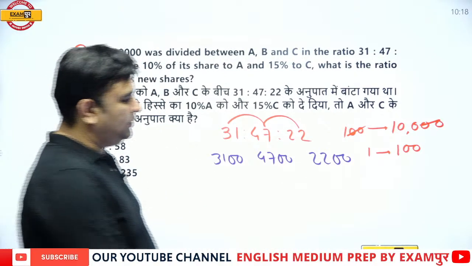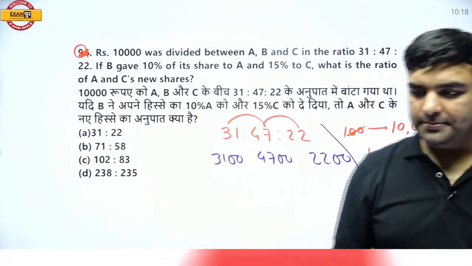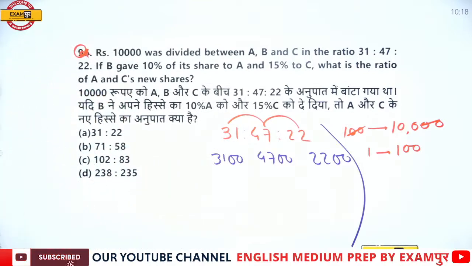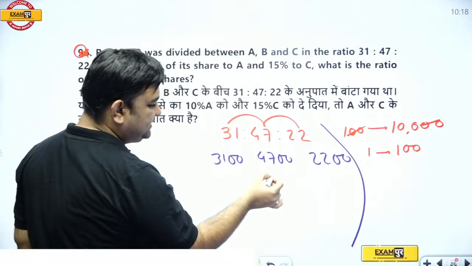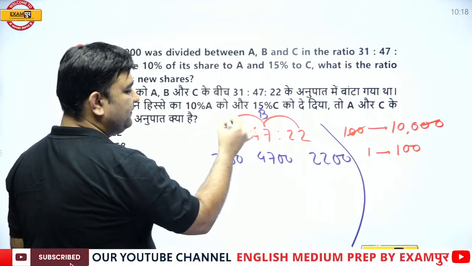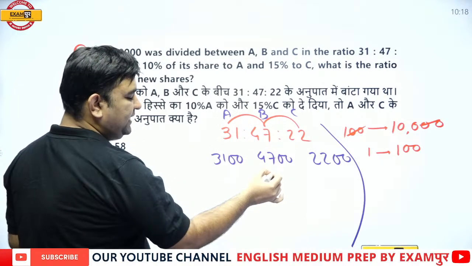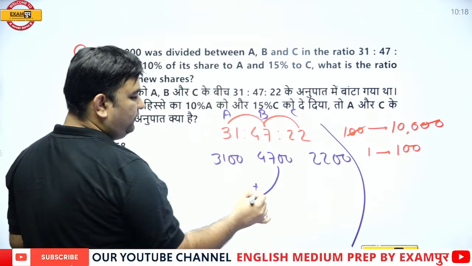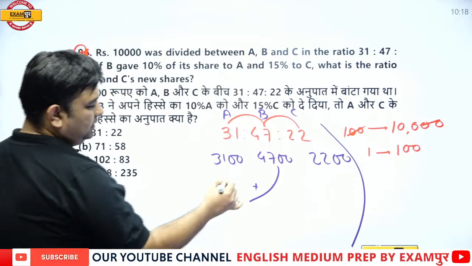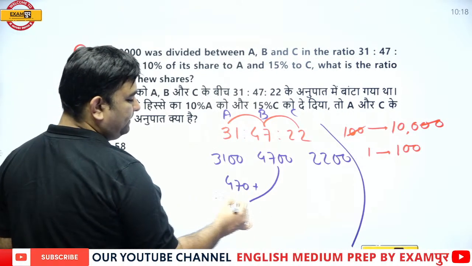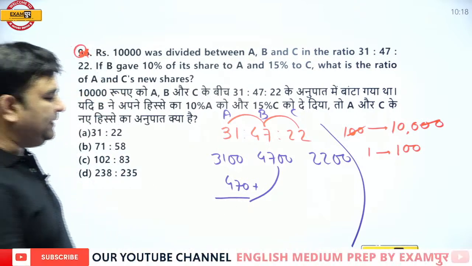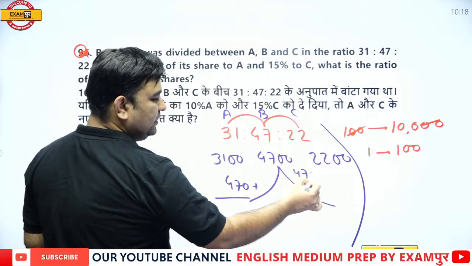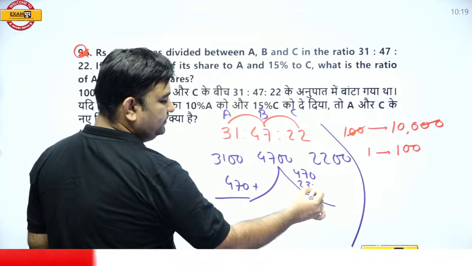Clear till here? I hope so. B gives 10% of his share. What is 10%? 10% is 470. 470 to A. You will add 470 over here. And 15% to C. What is 15%? 10% plus 5%. 5% is 235.